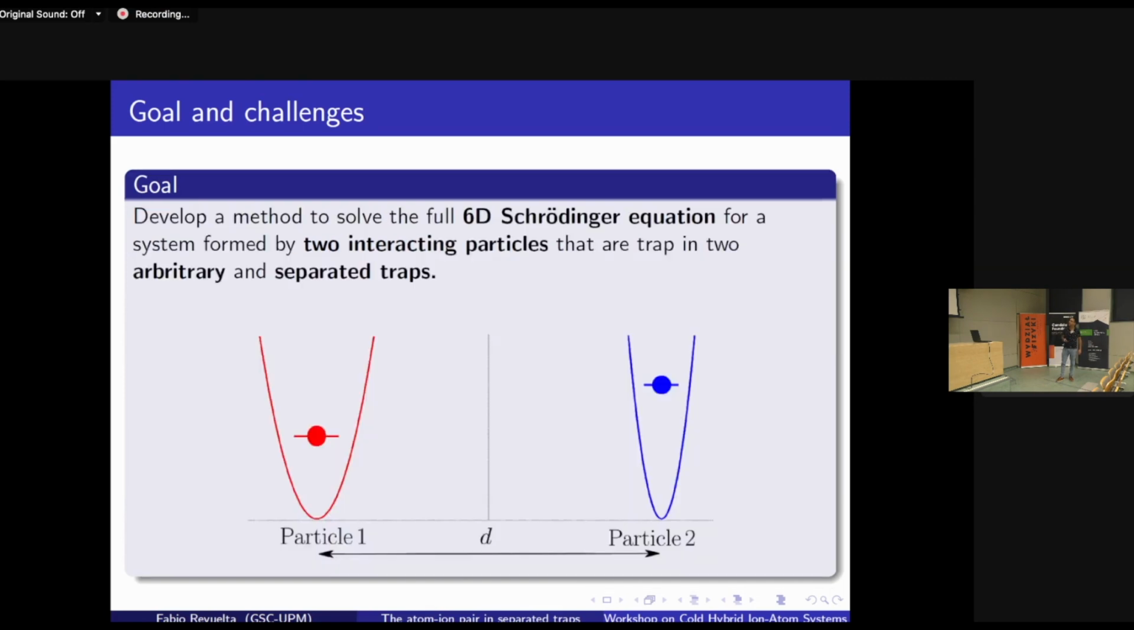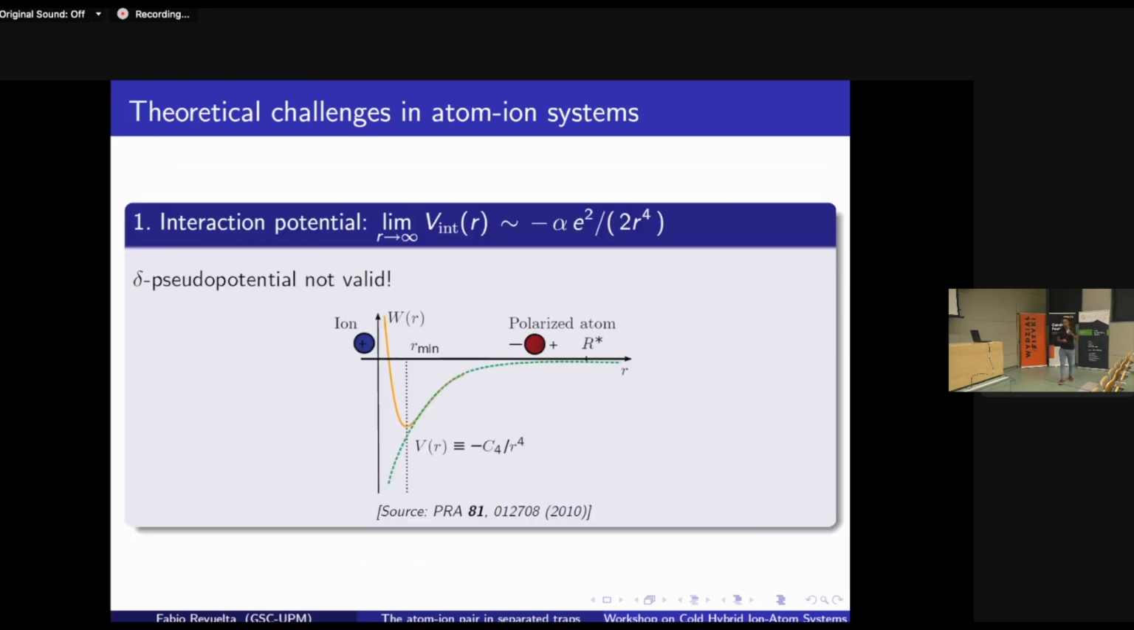So to begin with, now we have a neutral atom and an ion, and when one has to do simulations, there are 3 problems in this case. The first one is the interaction potential, which is not as short range as in ultracold samples, and then you cannot use a contact potential to model it. So you really have to be able to take this kind of long range behavior.